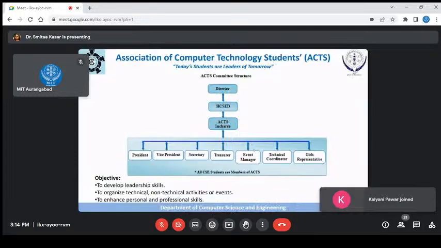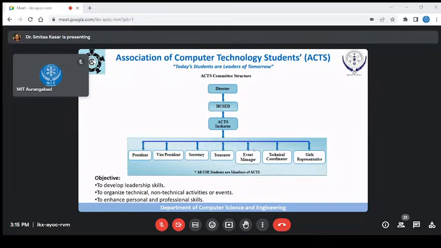Basically, while going for student activities, it is not only the teachers that organize these activities. We do take care that the students are developed in organizational as well as leadership skills. So keeping this in mind, we have an association of computer technology students, which we have named ACTS. This is an association at the department level.